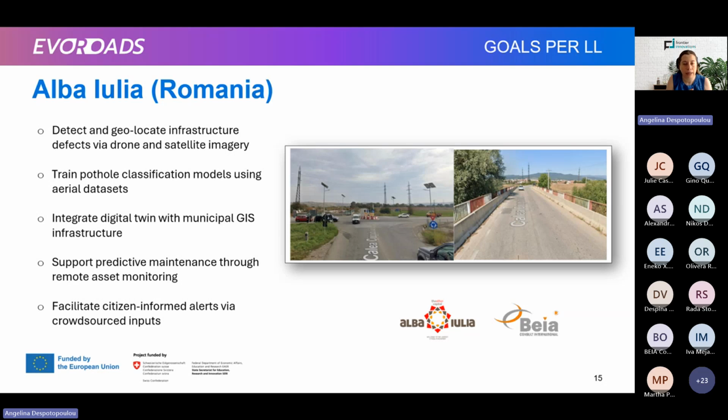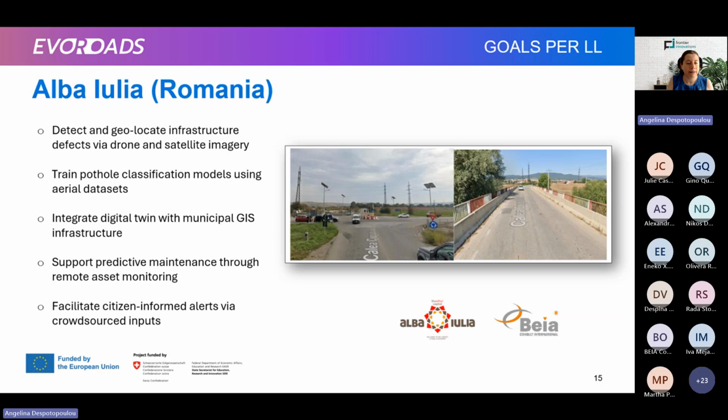So they will be using the EvoRoads technologies to detect and geolocate infrastructure defects, for example, big potholes in the street, using drone and satellite imagery. They will be having an AI algorithm of their own that will be detecting and classifying potholes. It's a visual detection algorithm.